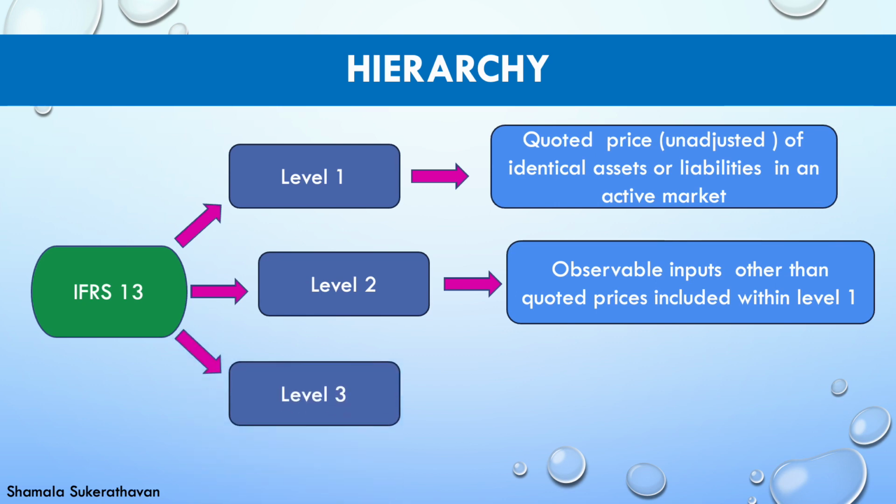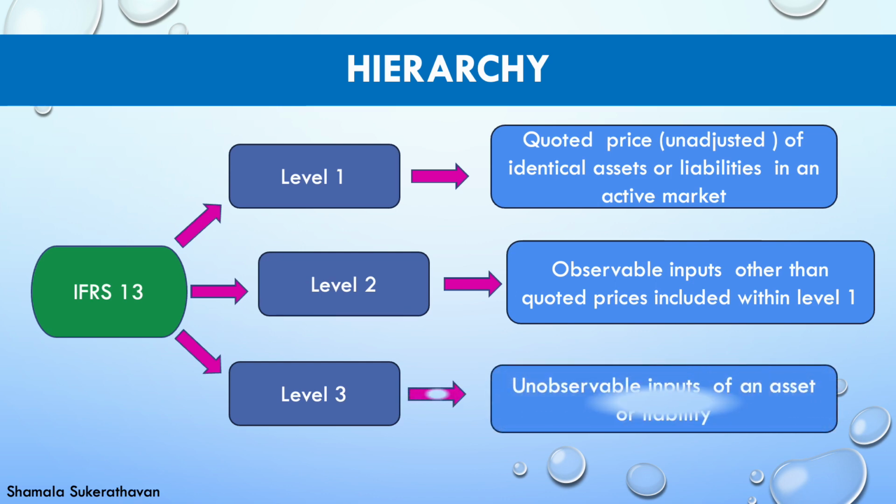Level 3 inputs are unobservable inputs for the asset or liability. This could include cash or profit forecasts using an entity's own data. Please note a significant adjustment to Level 2 inputs will lead to it being categorized as Level 3. Level 1 inputs are given the highest priority and Level 3 are given the lowest priority.